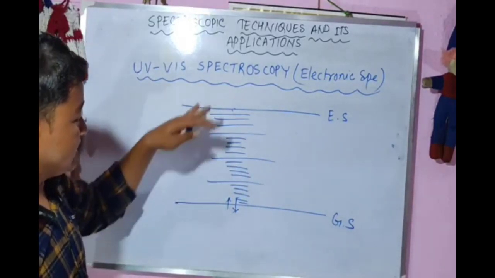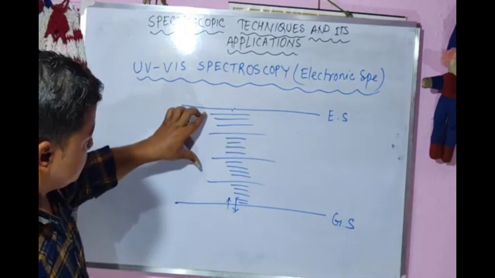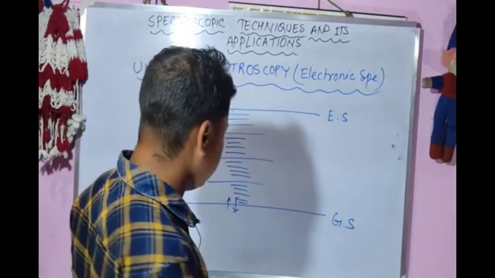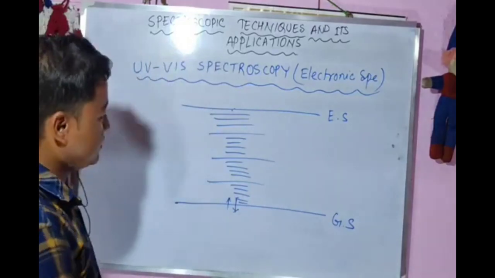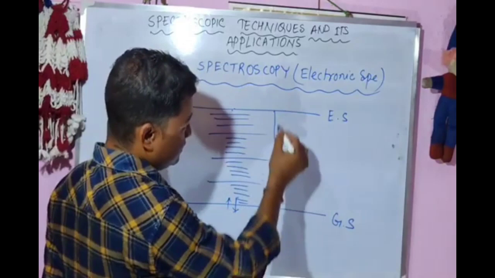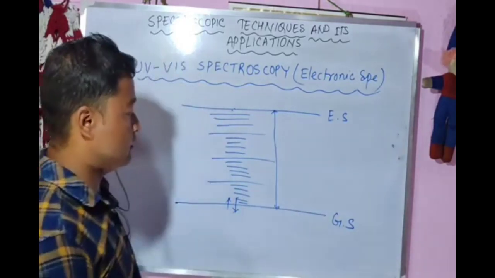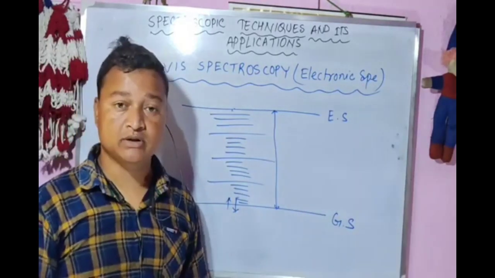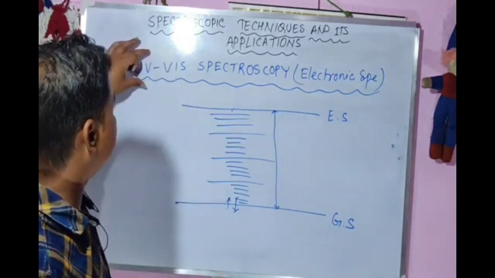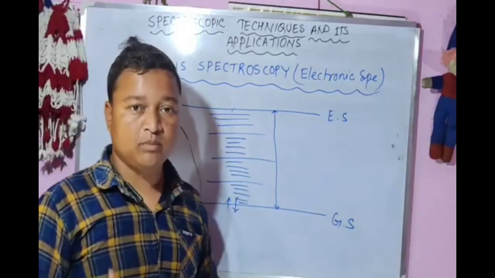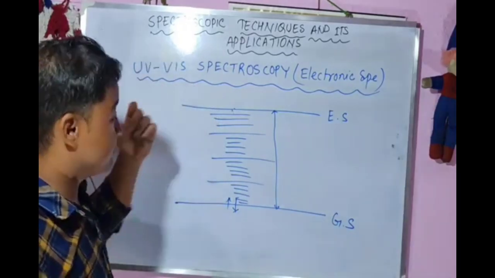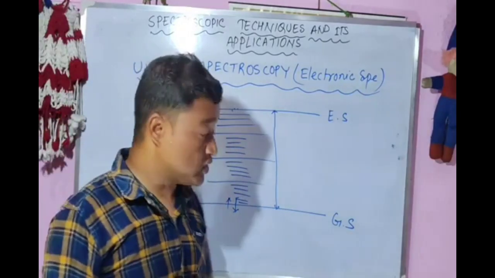In these two electronic levels, there are some vibrational levels and some rotational levels. So the energy gap between two electronic levels is more than the vibrational and rotational levels. That's why when UV visible light is absorbed by matter, the energy of UV visible spectroscopy is high.